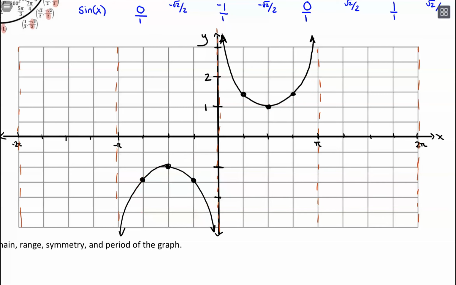And then it just flip-flops. So if we go to the right of pi, it would be negative. And then it would go positive, negative, since it is periodic, and it would just repeat over and over. And let's see over here, positive.